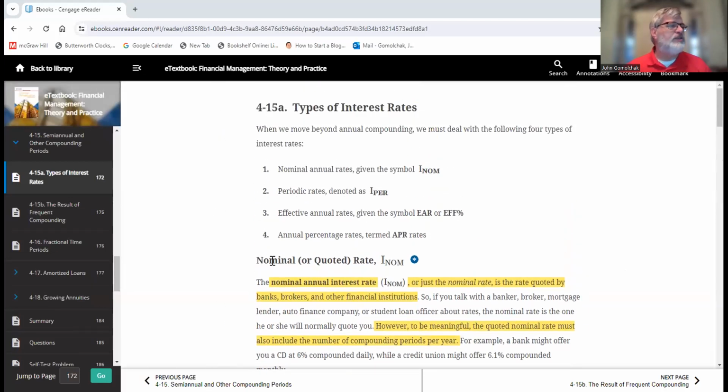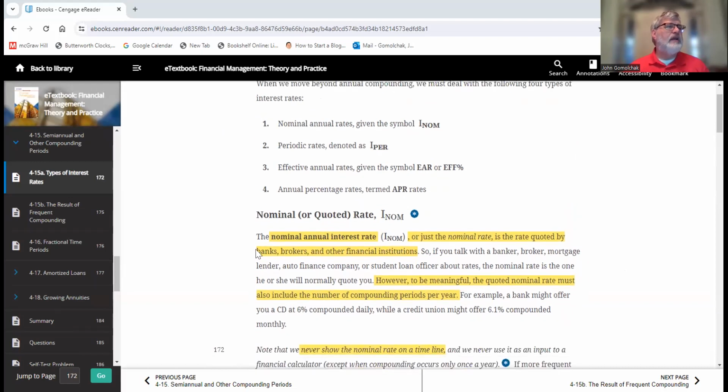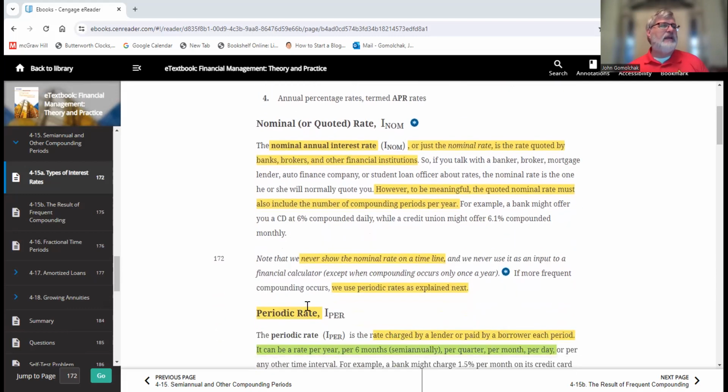All right, so types of interest. Nominal or quoted rate. The nominal annual interest rate, or just the nominal rate, is the rate quoted by banks, brokers, and other financial institutions. You talk to your banker, their nominal rate is the one they're going to give you. However, it's not very meaningful. In order for it to be meaningful, we have to look at the way we compound it, okay? So example, a bank might give you a CD at 6% compounded daily, where a credit union might give you a 6.1% compounded monthly. You'd have to actually see what the effective rate of this would be.